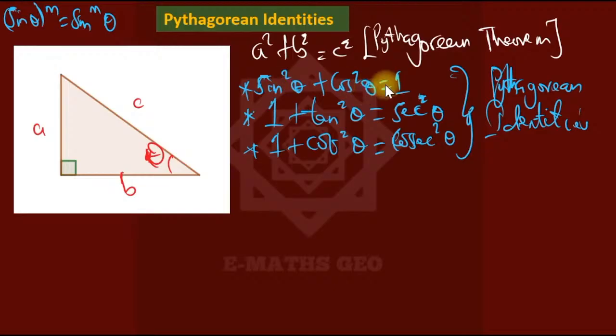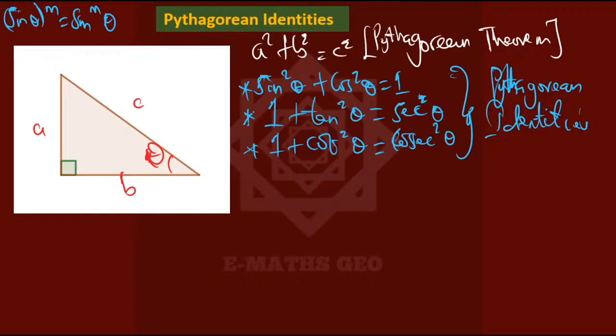Because the sum of squares gave us another square. Sine squared plus cos squared is 1, and 1 is 1 squared, the same thing. 1 squared plus tan squared gave us sec squared. 1 squared plus cot squared gave us cosec squared. You see the base of the Pythagorean identity.